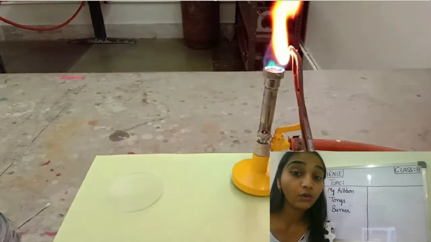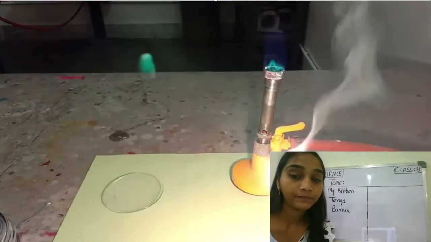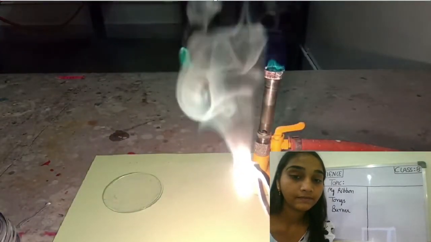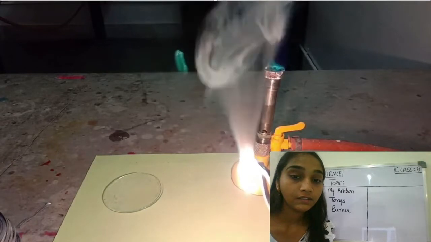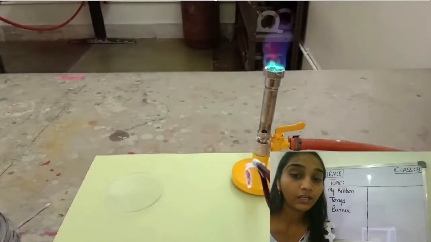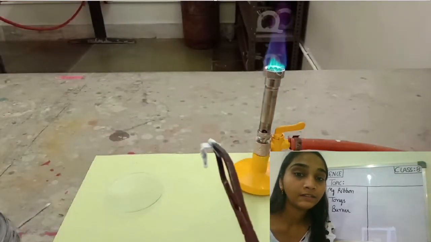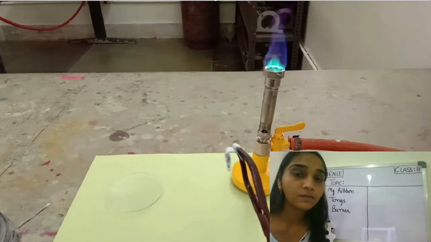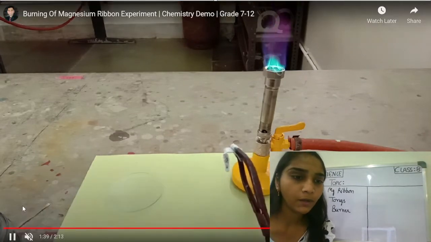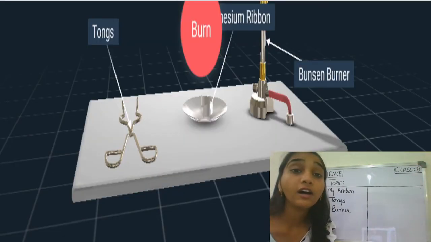Yes, students, now you have to observe something. Did you see something? What happened with the magnesium ribbon? Yes, it was burning, right? And how was it burning? Yes, with a light and a flame coming out of that ribbon. So in the activity which we have performed with these tongs, we have burnt the magnesium ribbon, right?